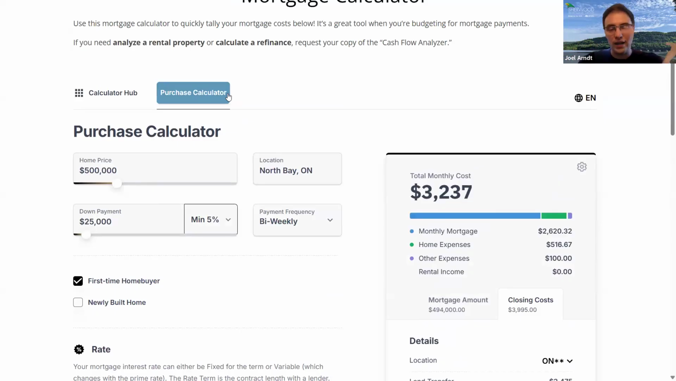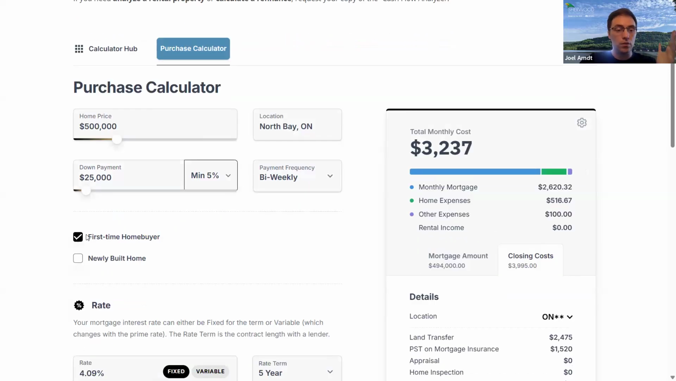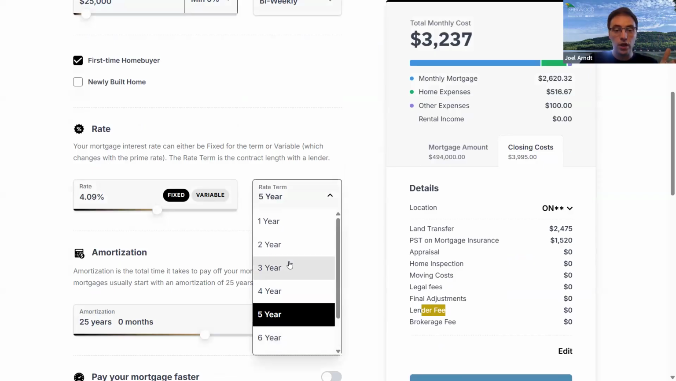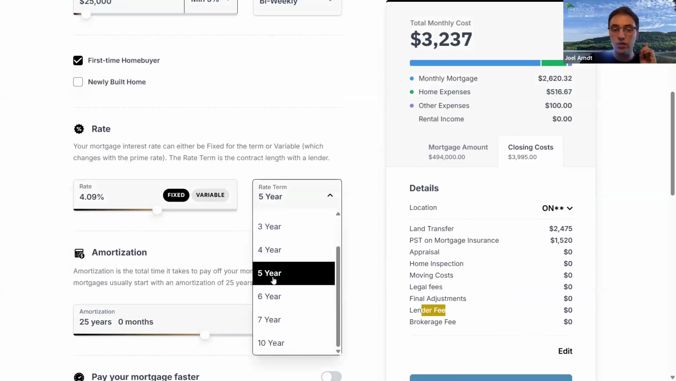Let's say you find a listing you really like. You want to know if you can afford it. You want to know what the costs are going to be. You throw the price in here, you throw your location in here, the down payment, whether or not you're a first-time home buyer, the interest rate, the term you're hoping for. And again, you can choose all sorts of terms. I would recommend sticking to 3 or 5 years. Those are the two generally cheapest fixed interest rate terms.